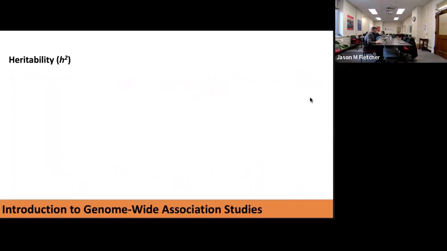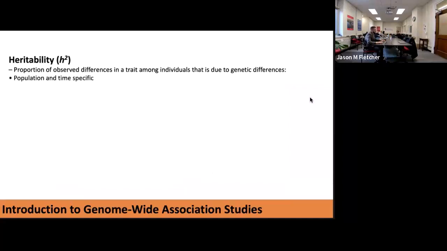To begin with, I would like to first provide a very brief introduction to some concepts that will be appearing through my talk and that are of particular relevance for genomic research. The first one is the concept of heritability. A broad definition of heritability is the proportion of observed differences in a trait among individuals that is due to genetic differences. It is important to note here that heritability is population and time specific. It is not a natural constant, and of course, it does not imply biological determinism.